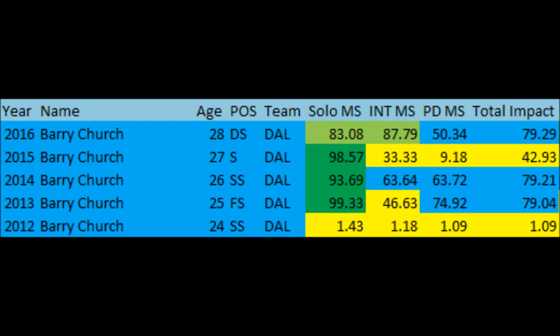He's been very good in terms of solo tackle market share from 2013 to 2015. He had anywhere from a 99.33 to 93.69 solo tackle market share score compared to his peers. So he's been very good when it comes to his solo tackle market share, or at least his ability to tackle one-on-one in space. His interception market share hasn't really been the best, though, throughout his career, except for 2016, where he was a little bit above average. His pass deflection market share hasn't exactly been the best either.